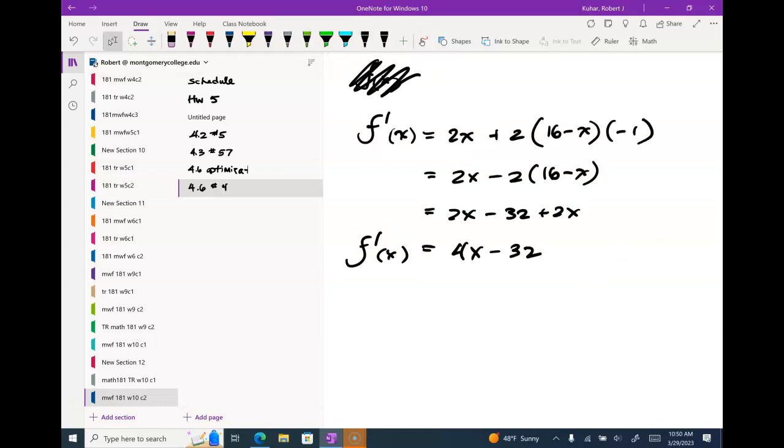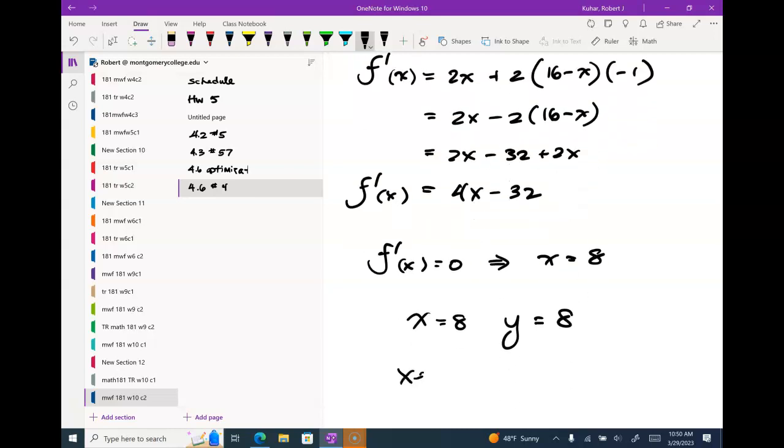So take a look at what I get. f prime of x is equal to 0 gives me x is 8. Nice. Remember, I had an x and a y, so now I have to figure out y. Well, it said x plus y is 16, so y equals 8, right? The sum of x plus y is for sure 16. And then what is my x squared plus y squared? It's 128. 64 plus 64.